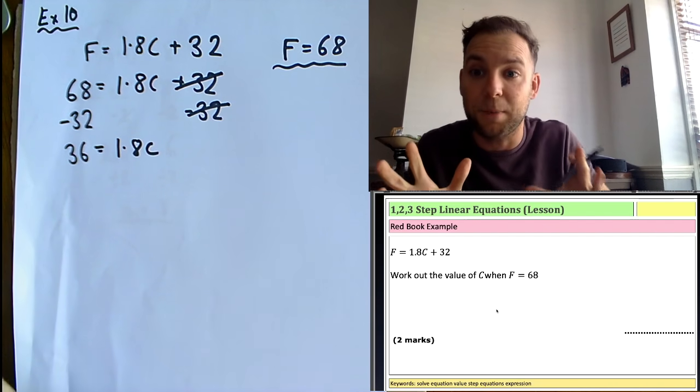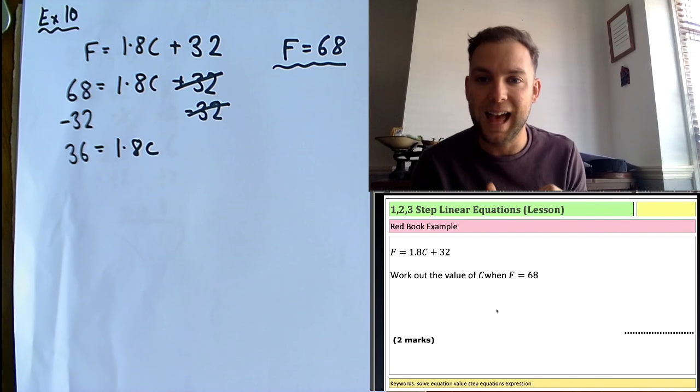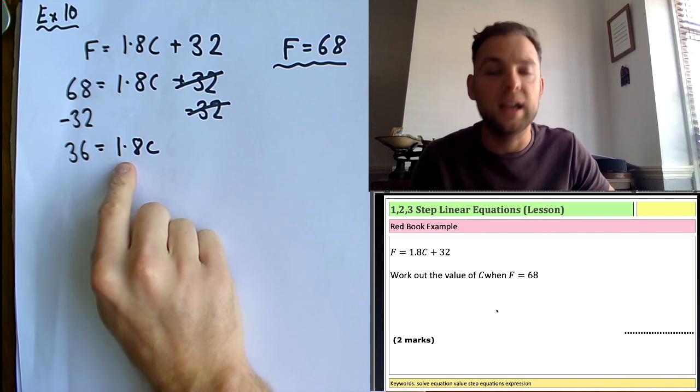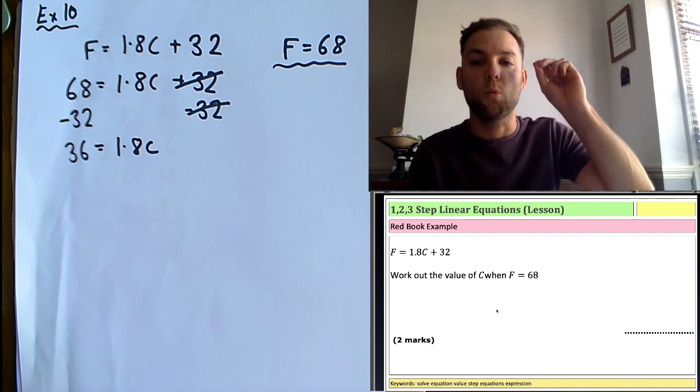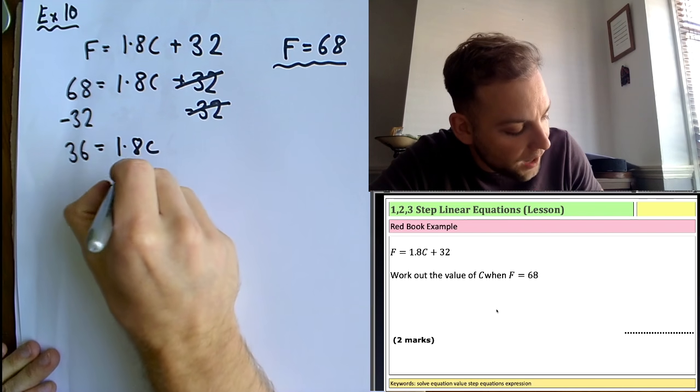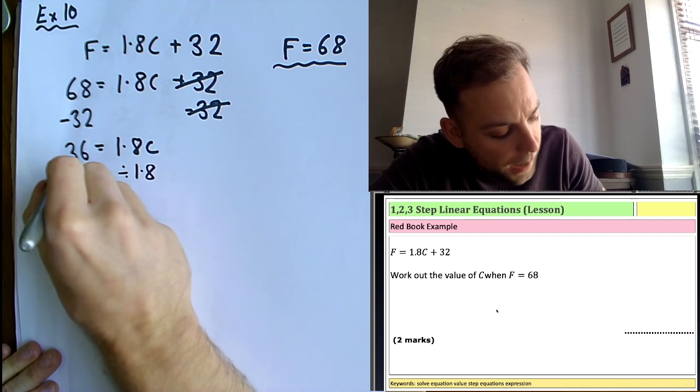Don't be scared by that 1.8. Don't be scared by that decimal. It means exactly the same, whether it's 2 in front of it, 3 in front of it, 1/5 in front of it. It means 1.8 times c. So to get rid of that, I'm dividing by 1.8. Divide by 1.8.